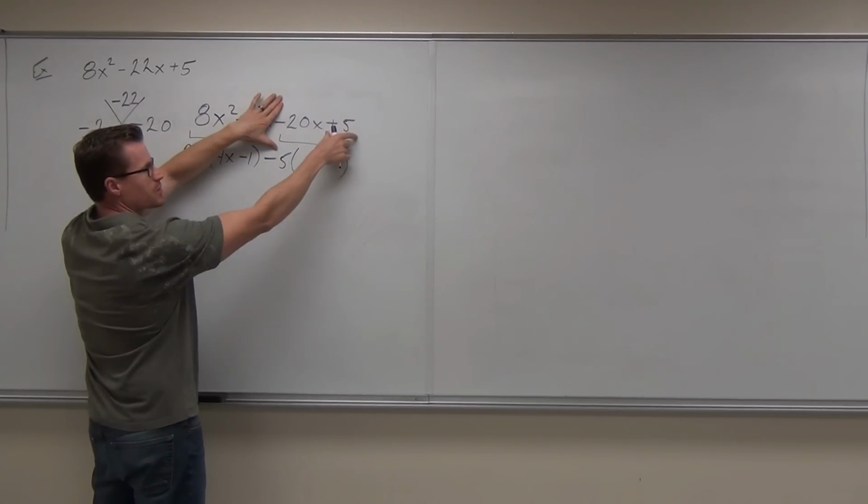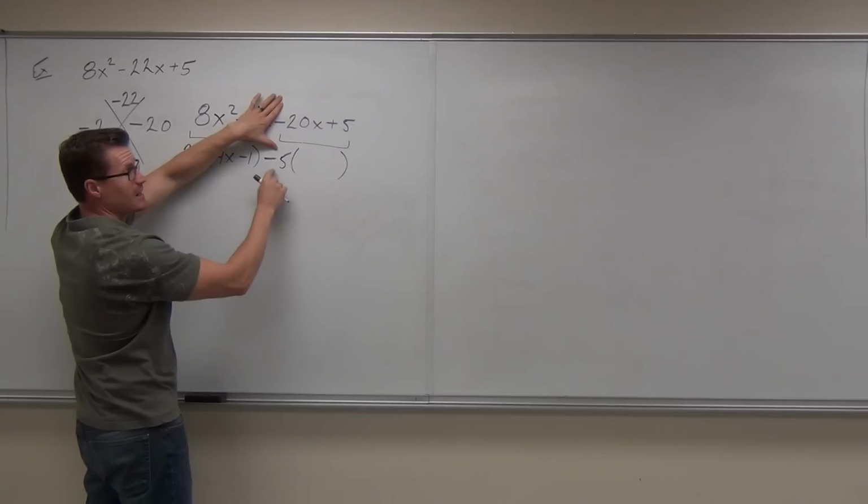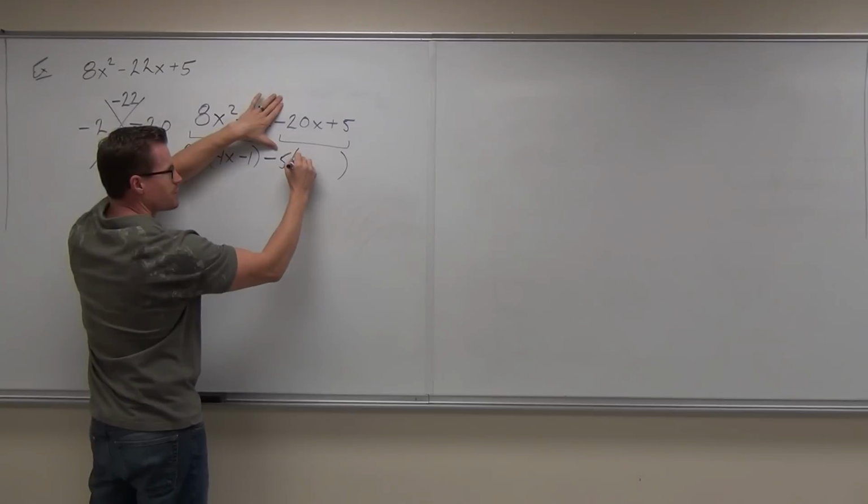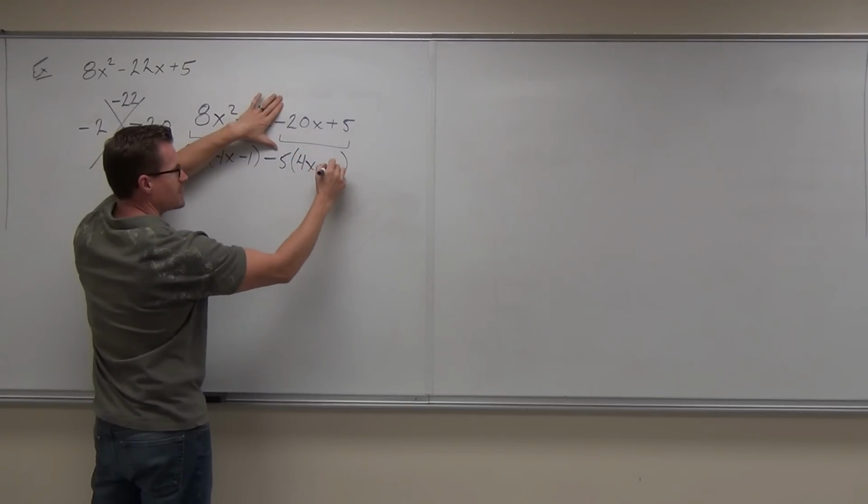So 5 goes into both those numbers. This forces you to factor out a negative 5. What that negative's going to do is change both these signs. So this will be positive 4x. This will be minus 1.